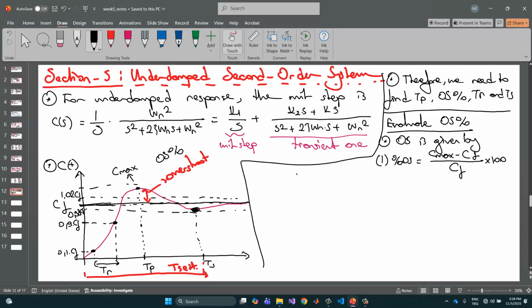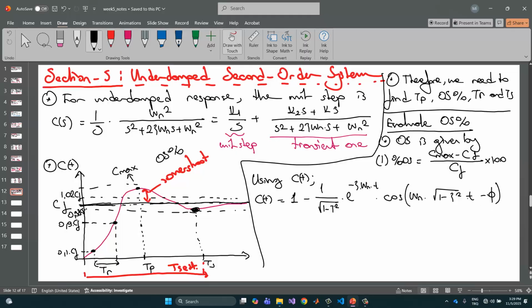And so if we apply the unit step in this signal, we can derive it using C(t). If you are taking the inverse Laplace transform, this equation looks like this one: 1 minus 1 divided by square root of 1 minus zeta squared times e to the power of minus zeta Wn t times cosine of (Wn square root of 1 minus zeta squared t minus phi).